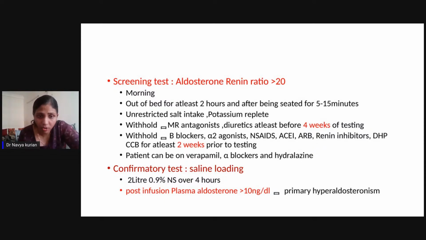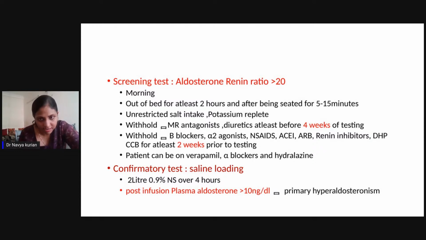We should be withholding certain medications prior to testing. For example, mineralocorticoid receptor antagonists and diuretics should be withheld at least 4 weeks prior to testing. Beta blockers, alpha-2 agonists, non-steroidal anti-inflammatory drugs, ACE inhibitors, ARBs, renin inhibitors, and dihydropyridine calcium channel blockers should be withheld for at least 2 weeks prior to testing. Patient can be maintained on verapamil, alpha blockers, and hydralazine.